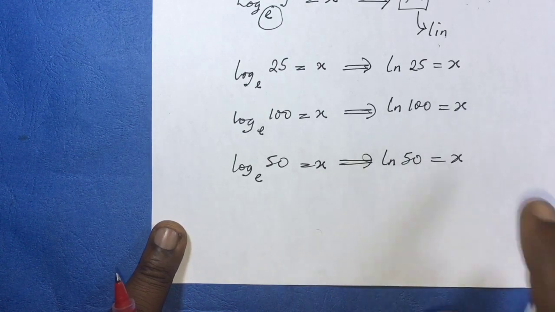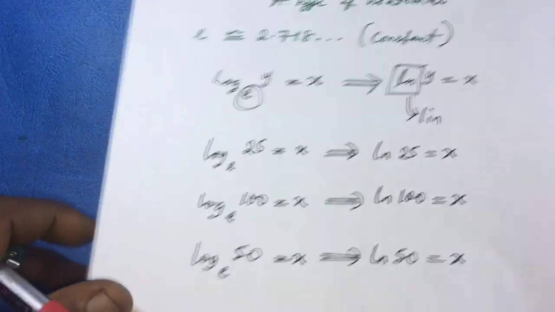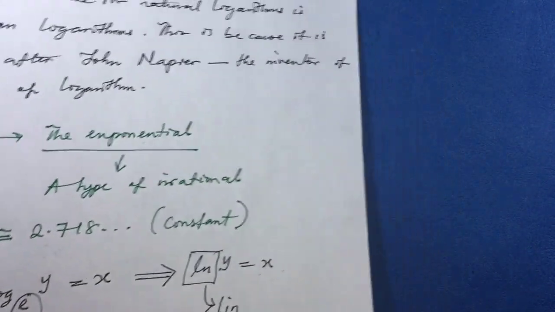Okay? So, let's move now to the third type of logarithm. Let's move to the third type of logarithm. So the third type of logarithm is called theory of logarithm.